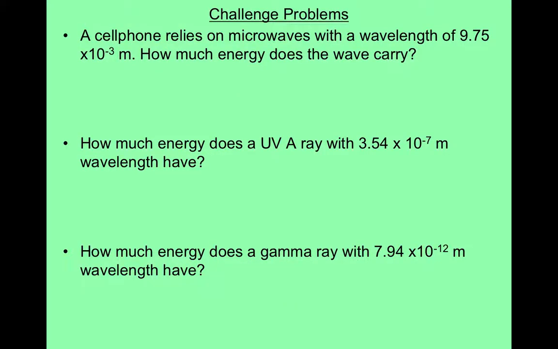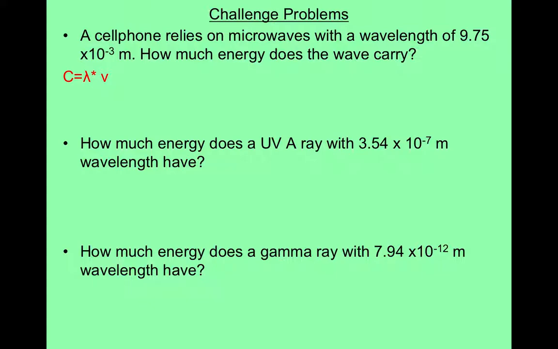And I have a couple challenge problems here that I'd like us to work on. So we have a cell phone relying on microwaves with a wavelength of 9.75 times 10 to the negative third meters. We want to know how much energy that wave carries. And then we have a UVA ray with a 3.54 times 10 to the negative 7th meter wavelength and a 7.94 times 10 to the negative 12th meters wavelength. I think it's a good idea to pause the video, and then I'll put up the work for the answers, and then you can check it. So I'd pause the video, do it yourself, and then check the answers.